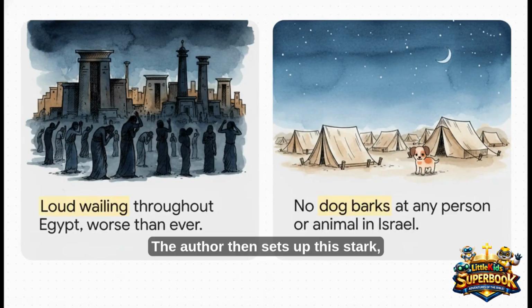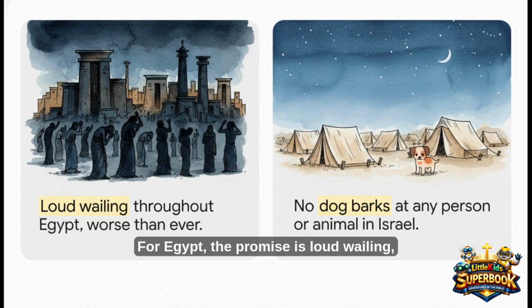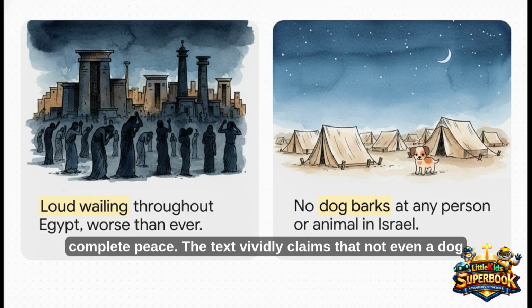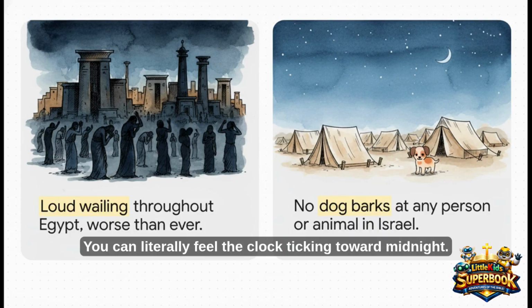The author then sets up this stark, dramatic contrast that just dials the psychological tension to an 11. For Egypt, the promise is loud wailing, worse than there has ever been in their history. But in stark contrast, for Israel, profound stillness, complete peace. The text vividly claims that not even a dog will bark at any person or animal. You can literally feel the clock ticking toward midnight.